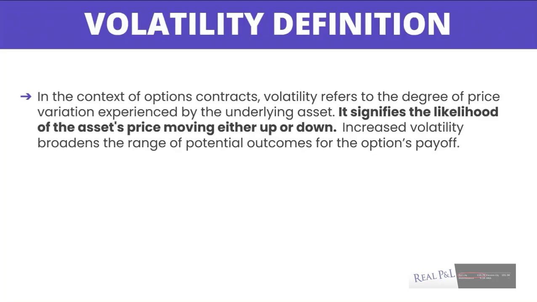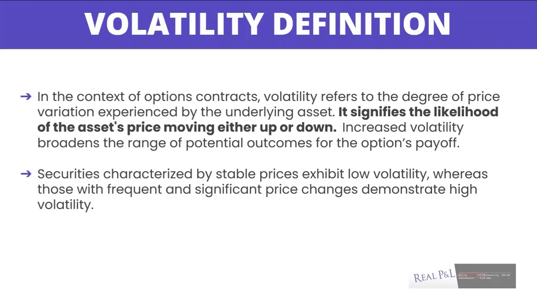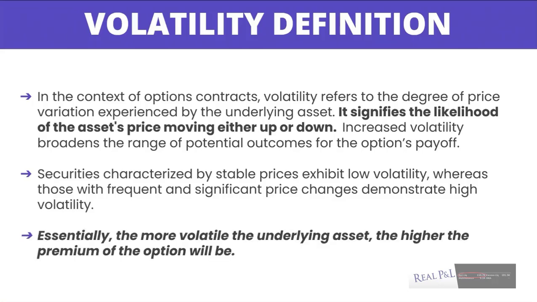Volatility definition. In the context of options contracts, volatility refers to the degree of price variation experienced by the underlying asset. It signifies the likelihood of an asset's price moving either up or down. Increased volatility broadens the range of potential outcomes for the option's payoff. Securities characterized by stable prices exhibit low volatility, whereas those with frequent and significant price changes demonstrate high volatility. Essentially, the more volatile the underlying asset, the higher the premium of the option will be.